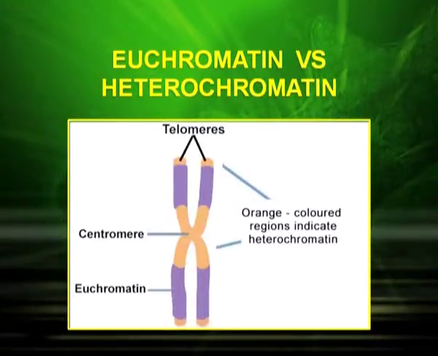Now, let us study the euchromatin and heterochromatin with the help of the following figure. The orange-colored regions indicate the heterochromatin, the centromere joins the two arms of the chromosome, and the blue region that you see is the euchromatin. So, now we have studied the detailed structure of DNA and how the DNA is organized into the chromosomes which we see during cell division.